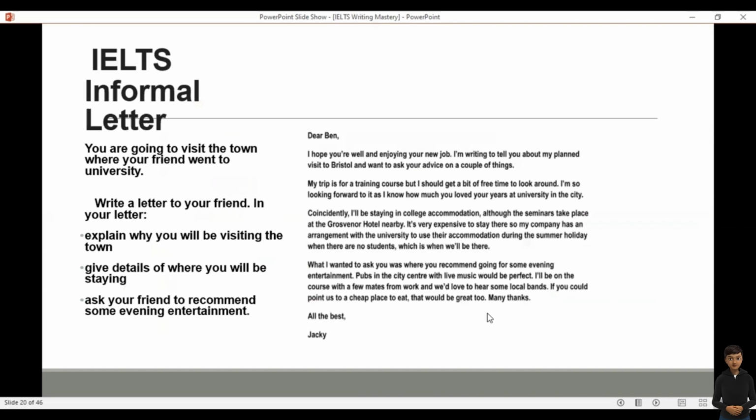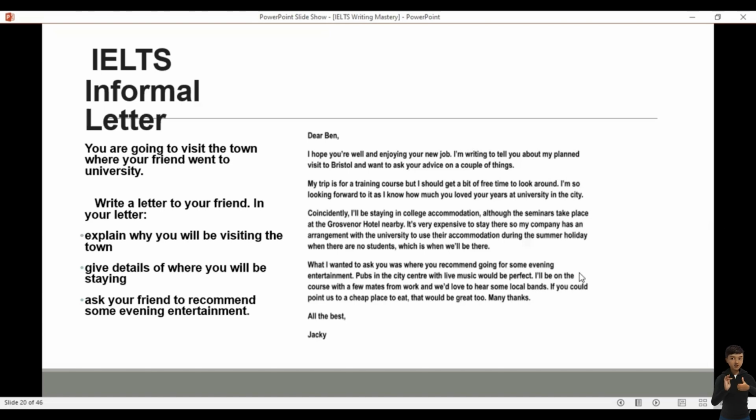Here, let's have a look at an example of an IELTS informal letter. Here we have the letter. You are going to visit the town where your friend went to university. Write a letter to your friend. In your letter, explain why you will be visiting the town, give details of where you will be staying, and ask your friend to recommend some evening entertainment. So this is our topic, and this is to whom you should write. You should write to your friend. We can write Dear Ben, right? And then explain further what you should include. These are the three bullet points. Now let's have the model answer.